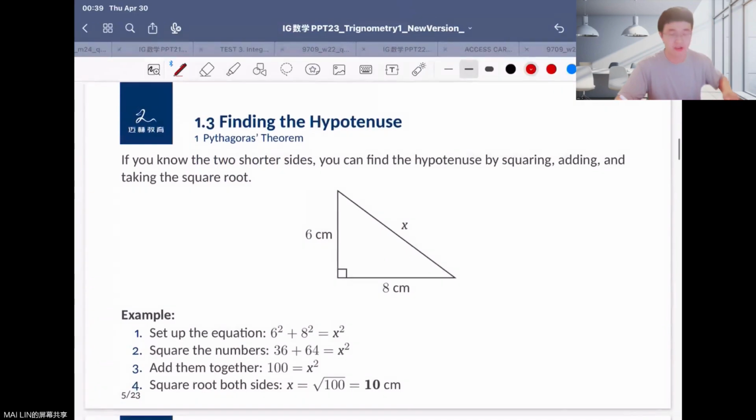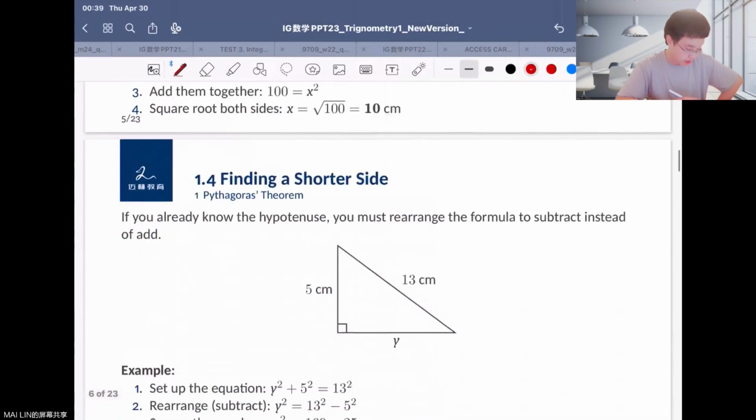For example, here is a problem of finding the hypotenuse. If we have legs of 6 centimeters and 8 centimeters, and the longest side is x, then x squared equals 6 squared plus 8 squared. That means we obey the rules of the Pythagoras theorem. x is the hypotenuse, and 6 and 8 are the legs.